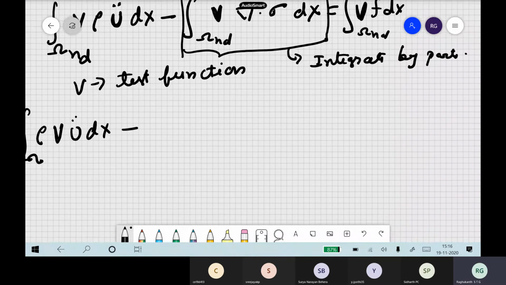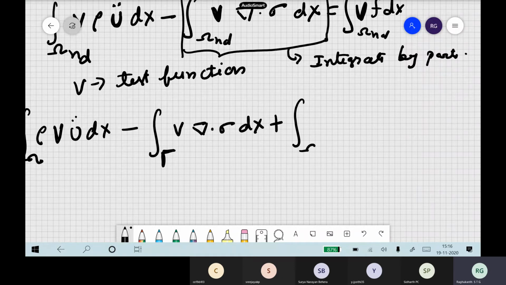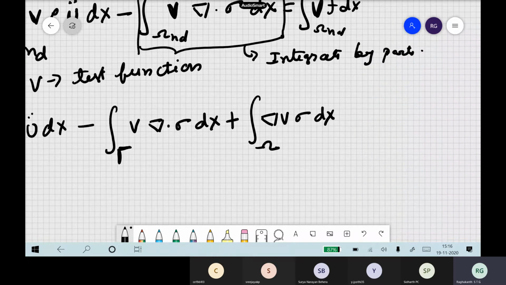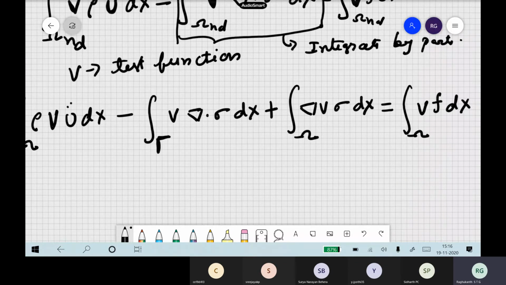So then you will have two things we have done in 1 dimension. So the 3D is also very much the same. So this integral, say, we break into this one: delta dot sigma dx plus we have this thing, delta v sigma into dx, is equal to this one, v times cf dx. Okay, so this is our expression.